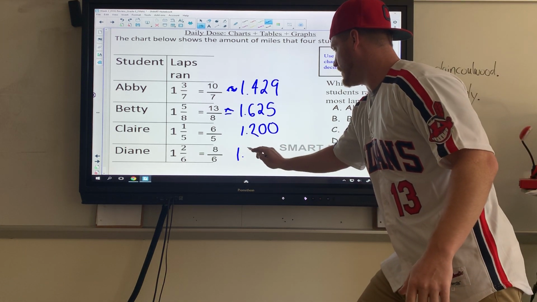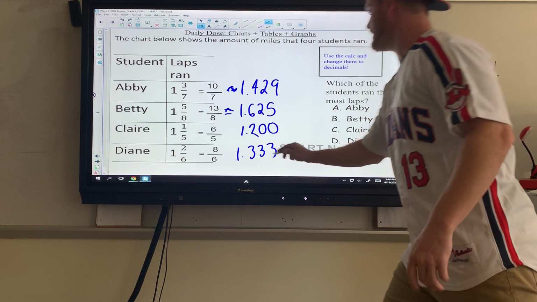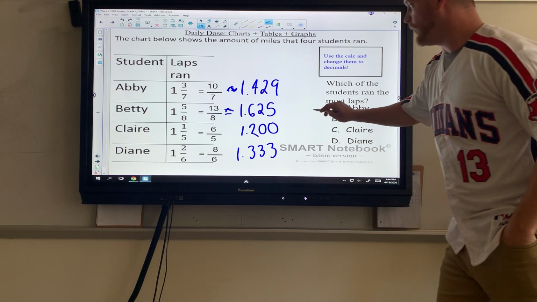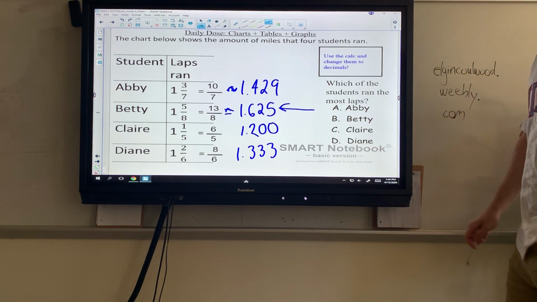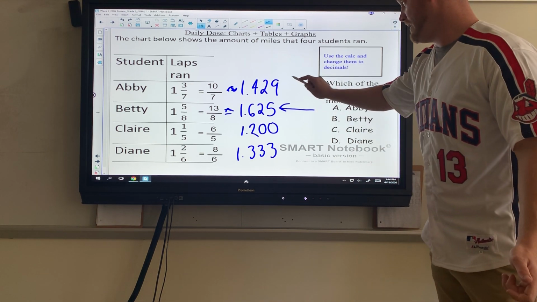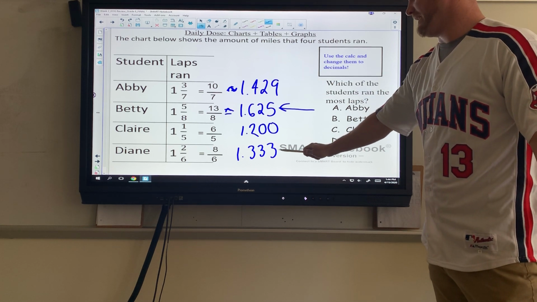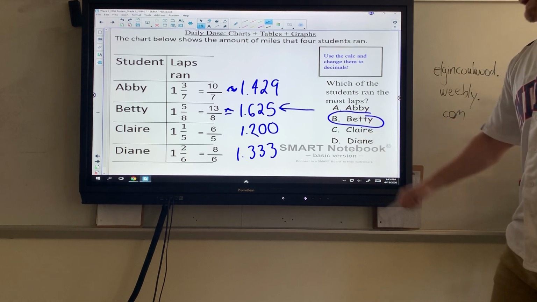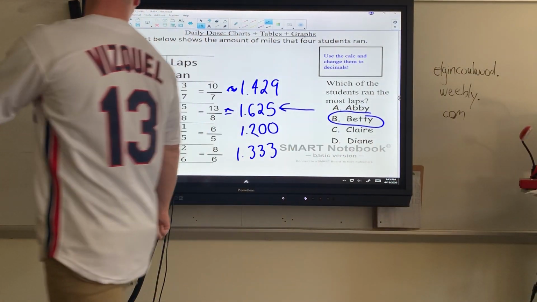So I just write 1.333. Answering the same question, which of the students ran the most laps? Well, obviously 1.625 is greater than the rest of them. Next being this number, and then Diane, and then Claire running the least. So either way you do it, Betty is running the most laps.